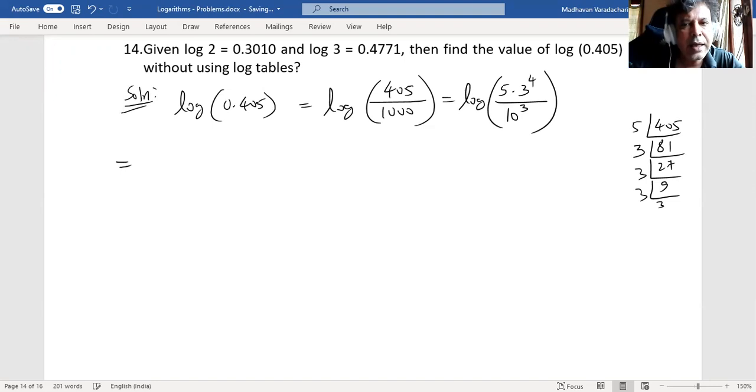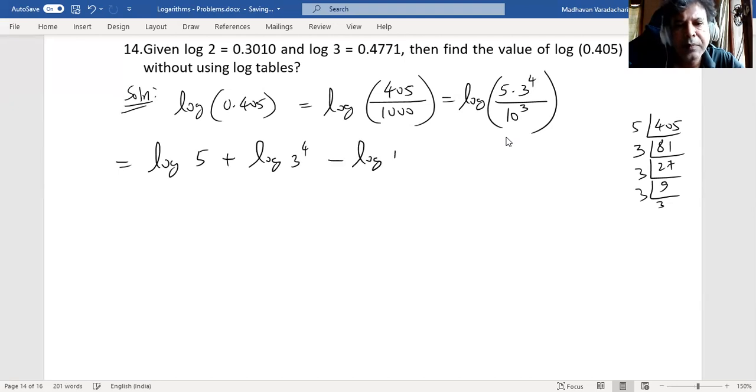So I can rewrite this as, it is like log AB divided by C. So I can write it as log of A plus log of B minus log of C.